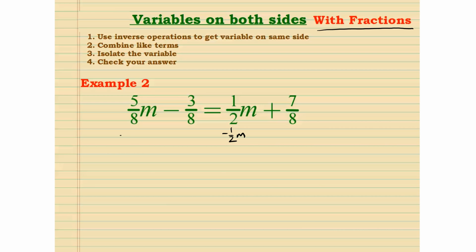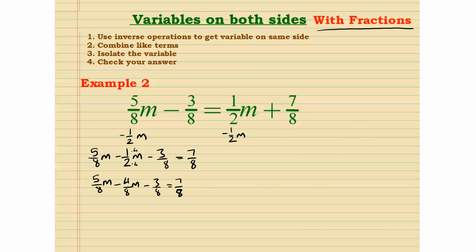We would have 5 over 8 m minus 1/2 m minus 3 over 8 is equal to 7 over 8. To do a subtraction, you need to expand the fraction by 4 so that we will have a common denominator. 5/8 m minus 4/8 m minus 3 over 8 is equal to 7 over 8.